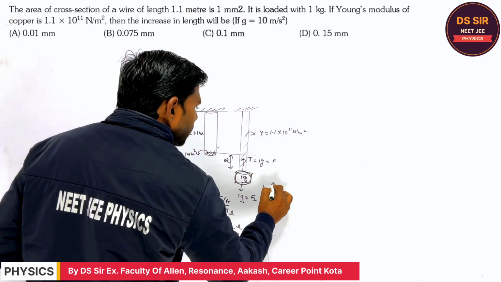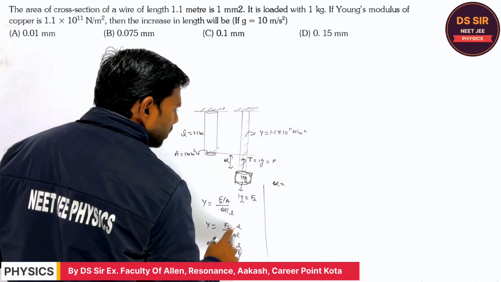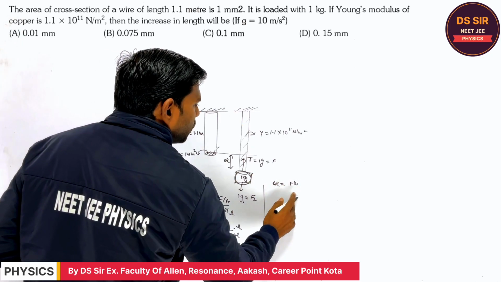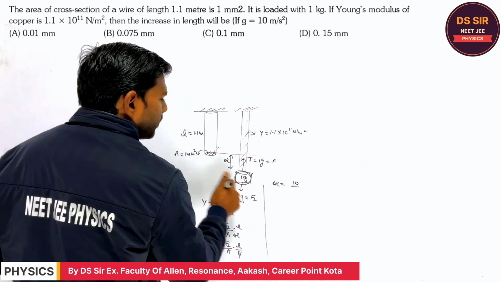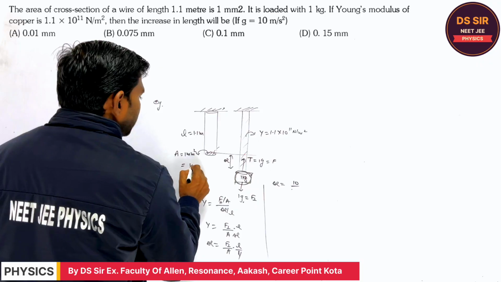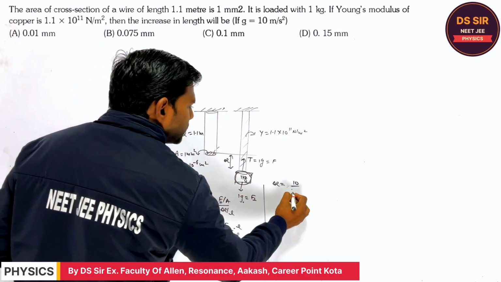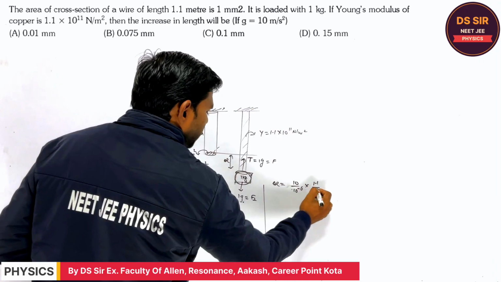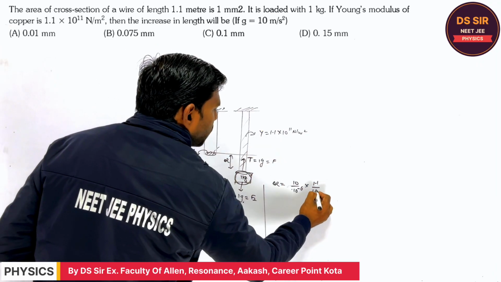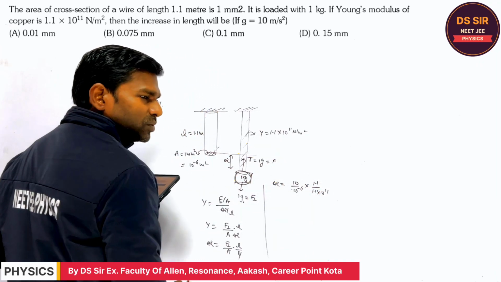So if you put the values, delta L is equal to, what is the perpendicular force? Say 1g is equal to 1 into 10, it is 10 Newton. Area is given as 1 millimeter square, meaning 10 to the power minus 6 meter square. Fine. The length L is given as 1.1 meter and the Young modulus is 1.1 into 10 to the power 11.